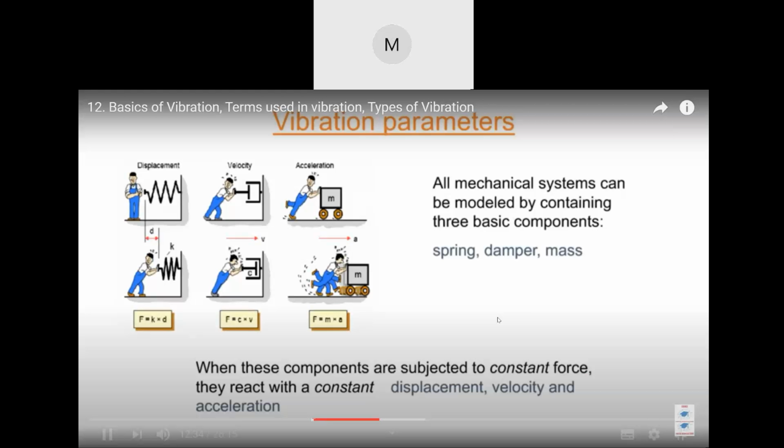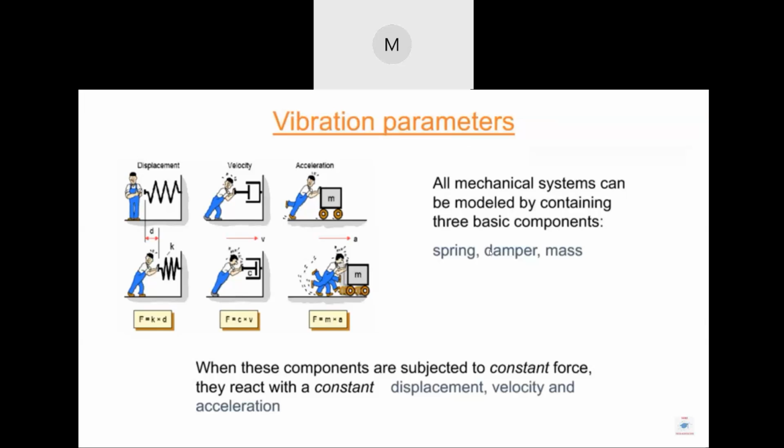For example, in the first diagram, observe that if the human applies some force on that spring, it will displace by some distance. Therefore, I have written one equation below that, F is equal to K into D. What have I got due to that spring? Displacement.